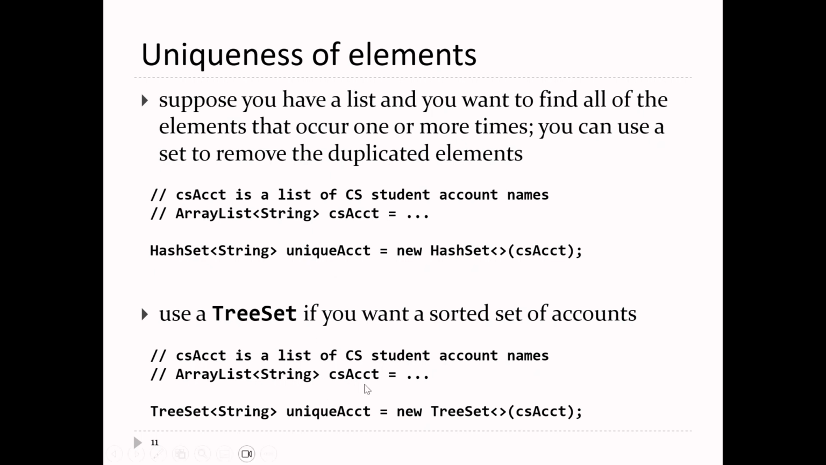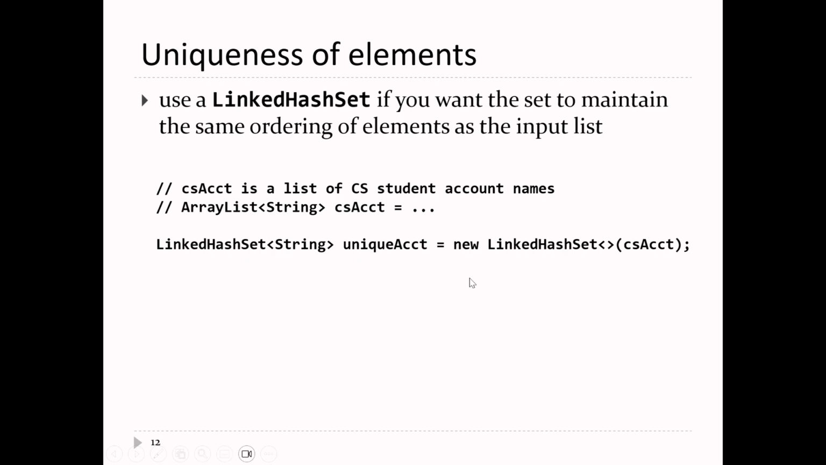If you want them sorted, well, you can do that too. Make a tree set instead, and pass the list to the tree set. So you can copy or filter out a list by using a set. If you want to keep the same order of the elements that were in the original set, just removing the duplicates, you can use a linked hash set instead.